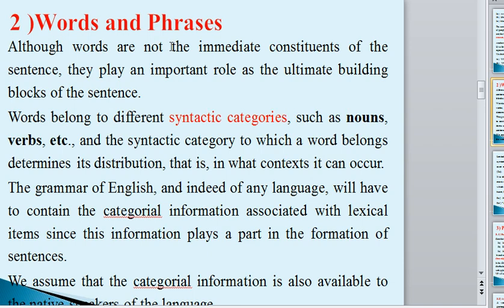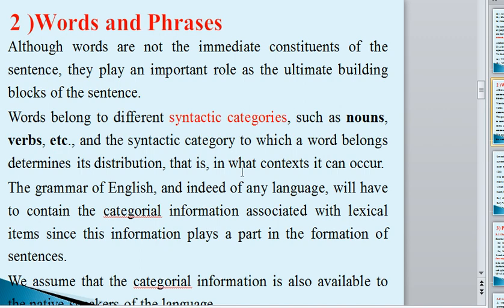So these are the phrases inside each sentence. Words and phrases. Again, what's the relationship between phrases and words? Although words are not the immediate constituents of the sentence, they play an important role as the ultimate building blocks of the sentence. The words are like building blocks of each sentence. So words belong to different syntactic categories, as you know. For example, we have nouns, verbs, adjectives, adverbs, prepositions. We call them syntactic categories of each word.